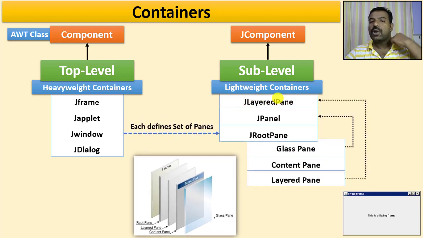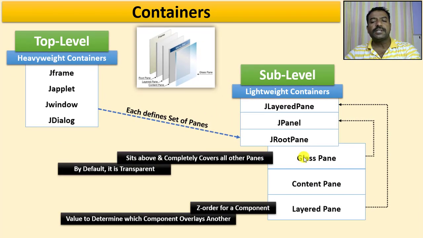And so I am going to have the layered pane. Whatever layers I am going to have, different types of panes, I am going to have this as the layered pane, and this layered pane should be an instance of the class JLayeredPane. Now, the glass pane, as I have already told, sits above and completely covers all the other panes. Being the first pane, it will cover all the other panes in the GUI application. By default, it is 100% transparent.